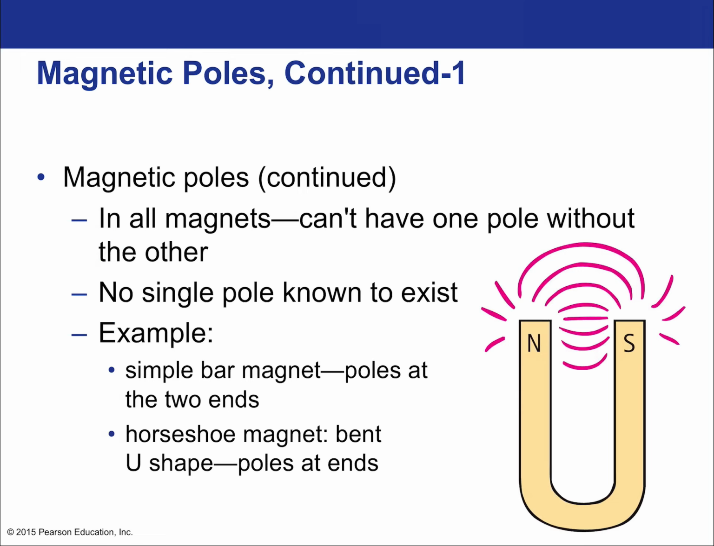So all magnets can't have one pole without the other. It is impossible. No single pole is known to exist. Simple bar magnets have poles at two ends. Horseshoe magnets are bent U-shaped, but then still have poles at both ends. It's just that the poles are now bent into a U-shape.